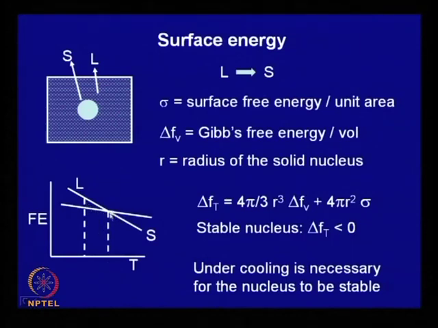Pictorially it is shown here. This is the melting point, and here definitely no nucleus is stable, but if you undercool here, you have this difference in free energy, and let us say delta F v is the free energy per unit volume which it can provide. This times the volume of the sphere is the net energy which this chemical reaction can provide. And for the nucleus to be stable, this energy should be negative, which is a possibility. So, this clearly shows thermodynamically that undercooling is necessary for the nucleus to be stable.